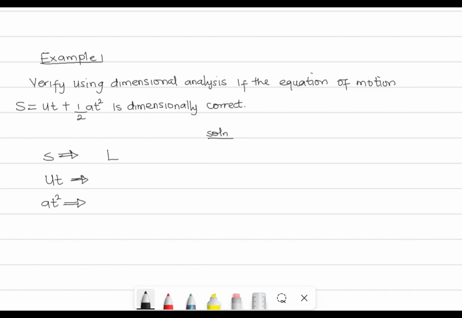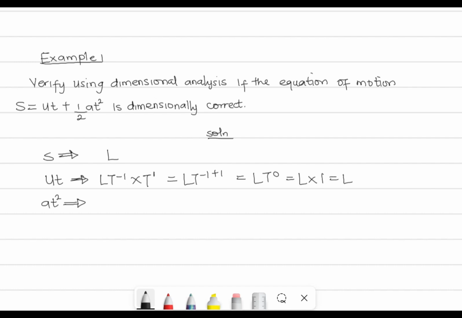Now we have ut. U is initial velocity and t is time. Initial velocity is LT minus 1 because it is velocity, then times the t there, which is time. T is t raised to power 1. By the time you multiply these two, you get LT minus 1 plus 1, and that will give us LT raised to power 0. And then t raised to power 0 is 1. So it becomes L.